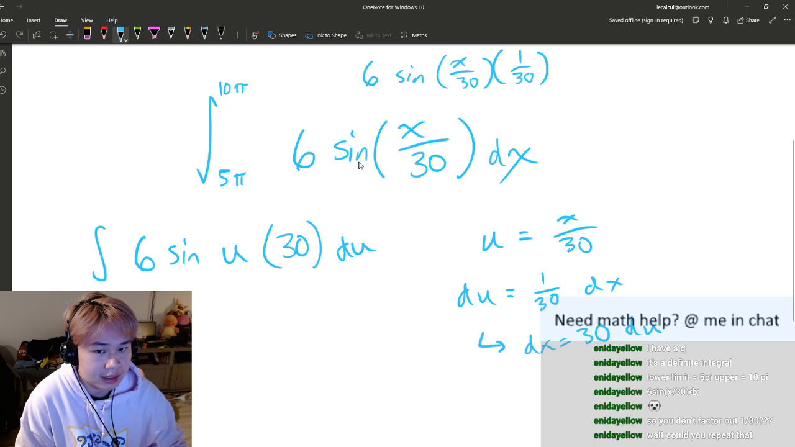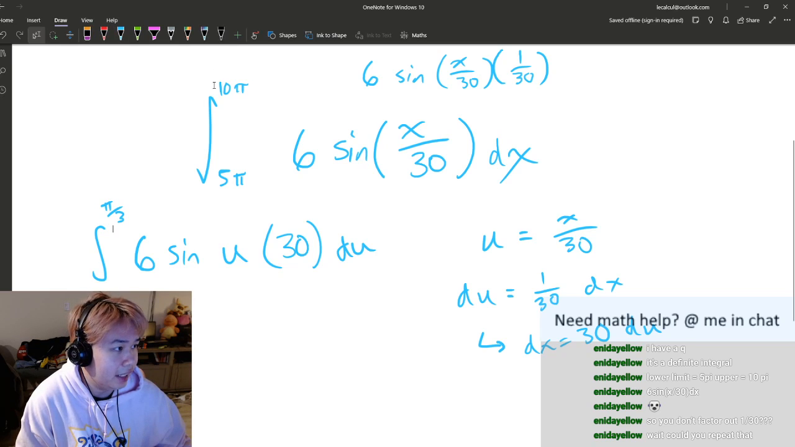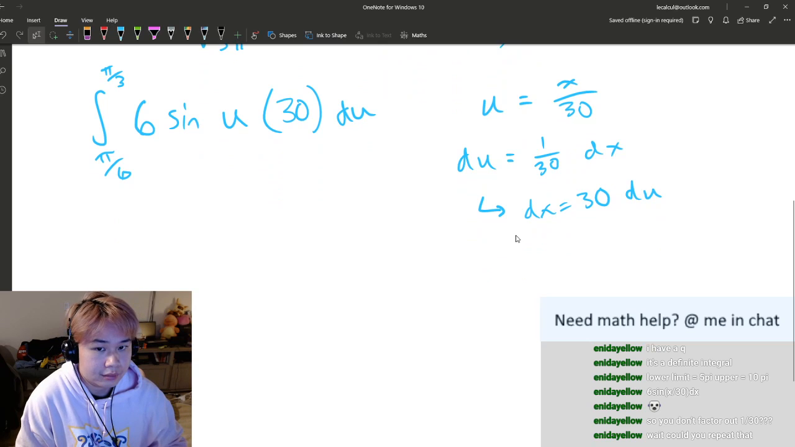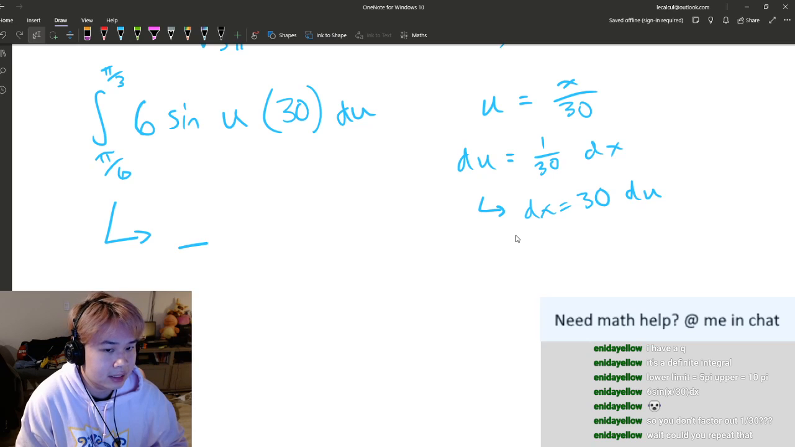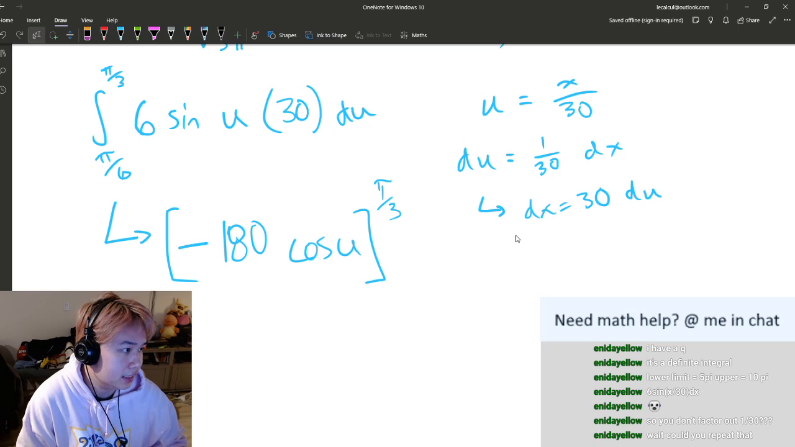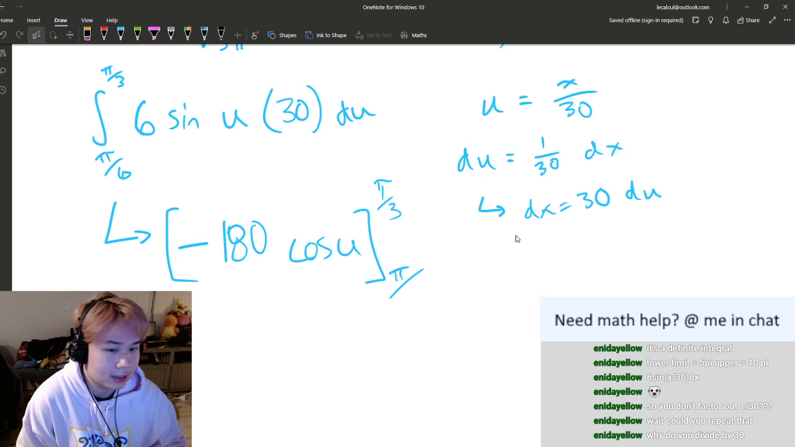So it becomes pi over 3, because 10 pi over 30 is, well, pi over 3. And then 5 pi over 30 is whatever that is, pi over 6. And then if you integrate this, well, you know the integral of sine is negative cosine. And then the 6 and the 30 multiply together, and we get the exact same answer, with slightly different boundaries, but that's because of our substitution.